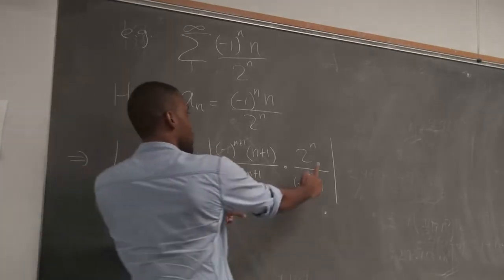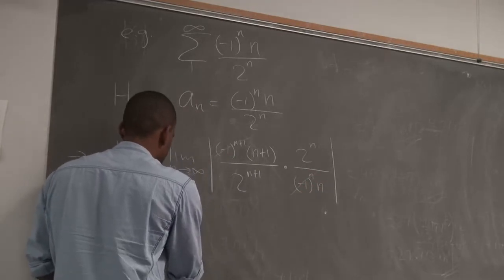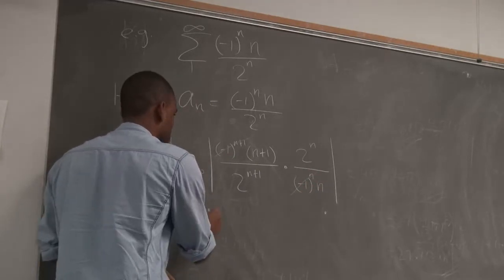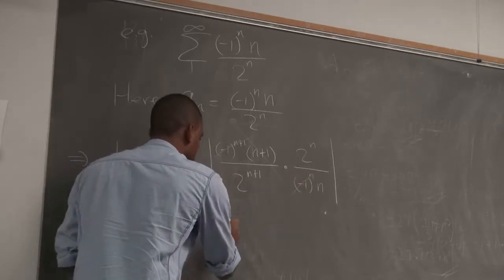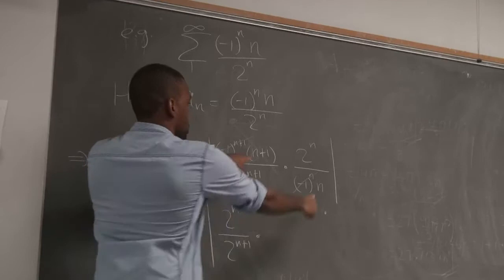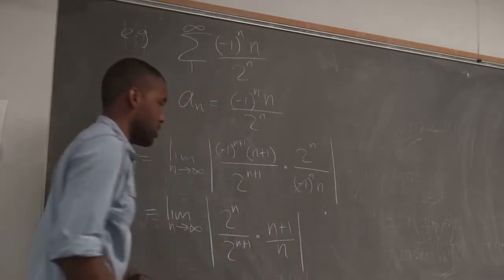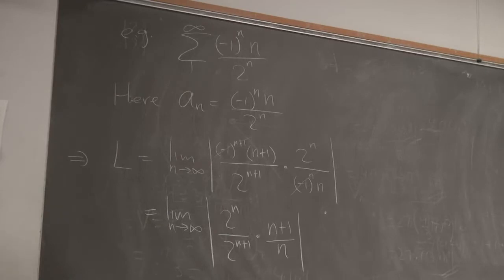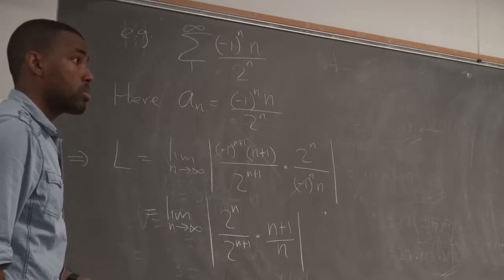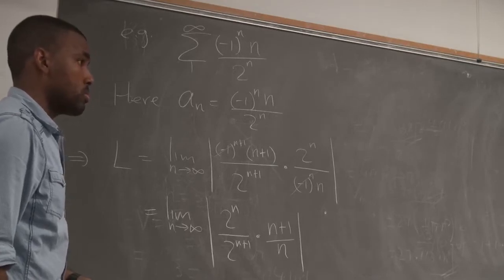So these exponential ones, put them together, right? It's multiplication, so we can slide things as long as we keep them in the numerator or denominator. So I could put the 2's together, 2 to the n over 2 to the n plus 1, and put the polynomials together. This is n plus 1 over n. Now the idea is I want to figure out what this limit is. But notice that 2 to the n plus 1 is the same thing as 2 to the n times 2.